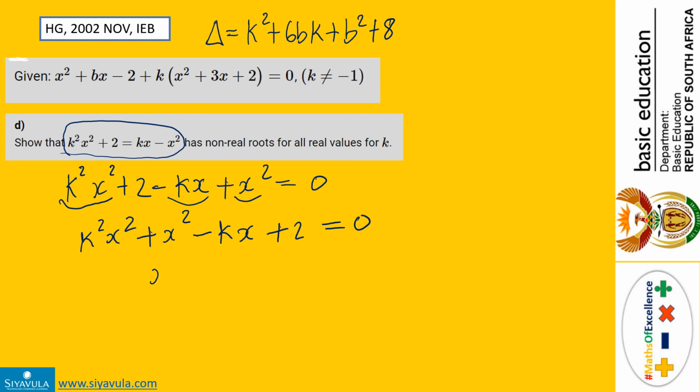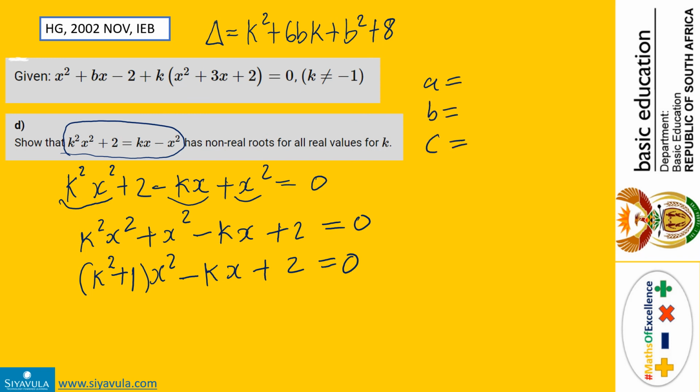Then I want to know my value for a, right? When I take out the common factor of x squared, it will be k squared plus 1, minus kx plus 2 is equal to 0. We can go and determine the values of a, b, and c. My a is the coefficient of x squared, which is k squared plus 1. My b is the coefficient of x, which is minus k. Then my c is the constant, which is 2.